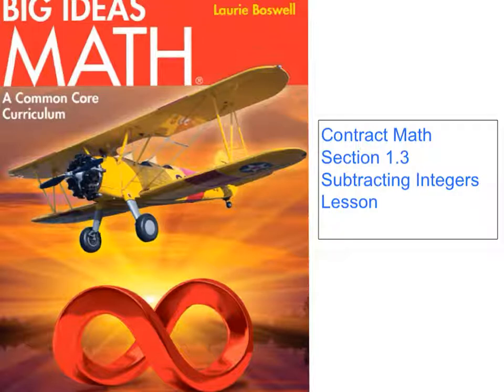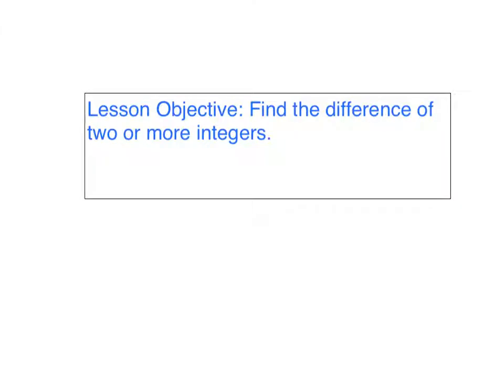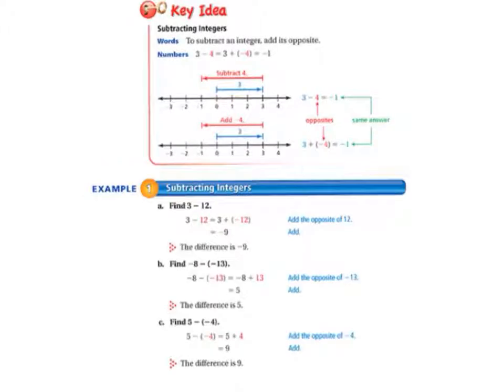Pause while you write Section 1.3 lesson in your math notebook. Pause again while you write today's lesson objective in your math notebook. Today's lesson objective is to find the difference of two or more integers. Today we'll be working on pages 16 and 17 in our textbook, so please find those pages and follow along. Let's start at the top of page 16.